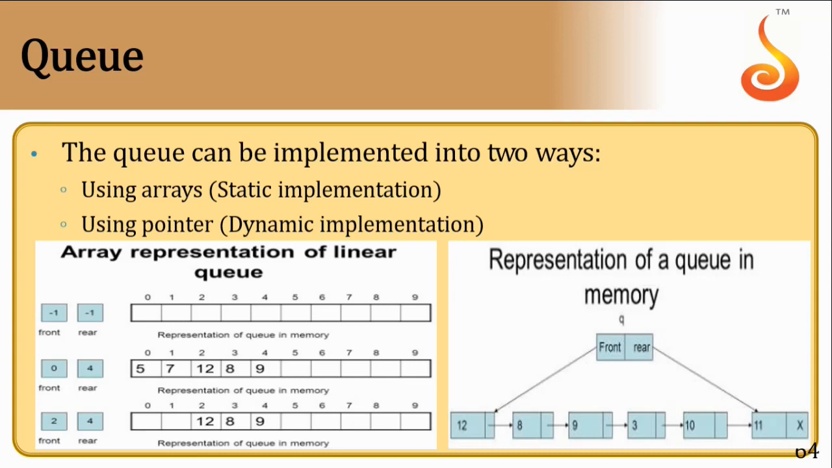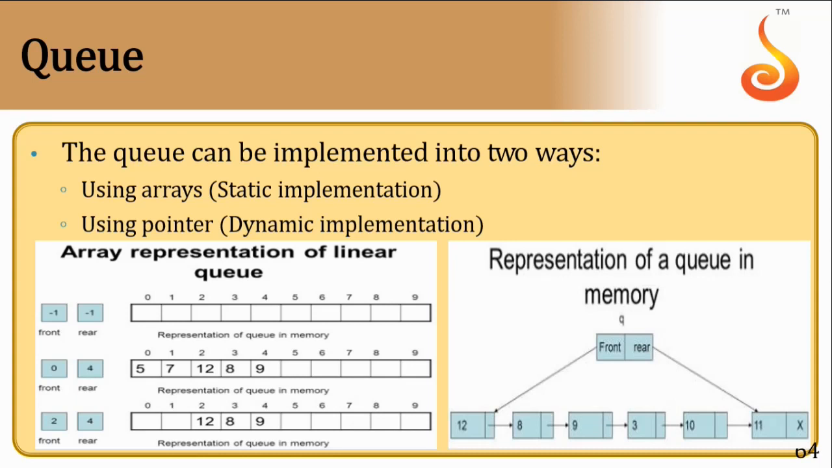A queue can be implemented in two ways: using arrays, which is called static implementation. Here you have to note that if you implement a queue using an array, since arrays are static, that is, the size of the array is fixed at compilation time, you cannot vary or change the size of it. And using a pointer or linked list is dynamic implementation. Dynamic is something which happens during runtime.